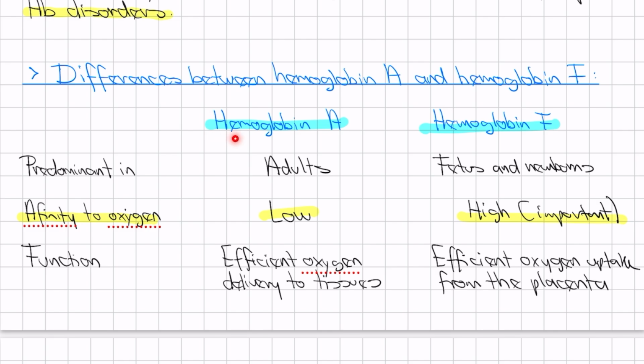As we mentioned before, hemoglobin A is the most predominant hemoglobin in adults. It has a low affinity for oxygen, and that allows it to be very efficient at delivering oxygen to the tissues. In contrast, hemoglobin F is the predominant hemoglobin in fetus and newborns up to the age of 6 months. The affinity to oxygen in hemoglobin F is high, and that is very important because that makes it very efficient in uptaking oxygen from the placenta and to have enough oxygen even in low oxygen conditions.